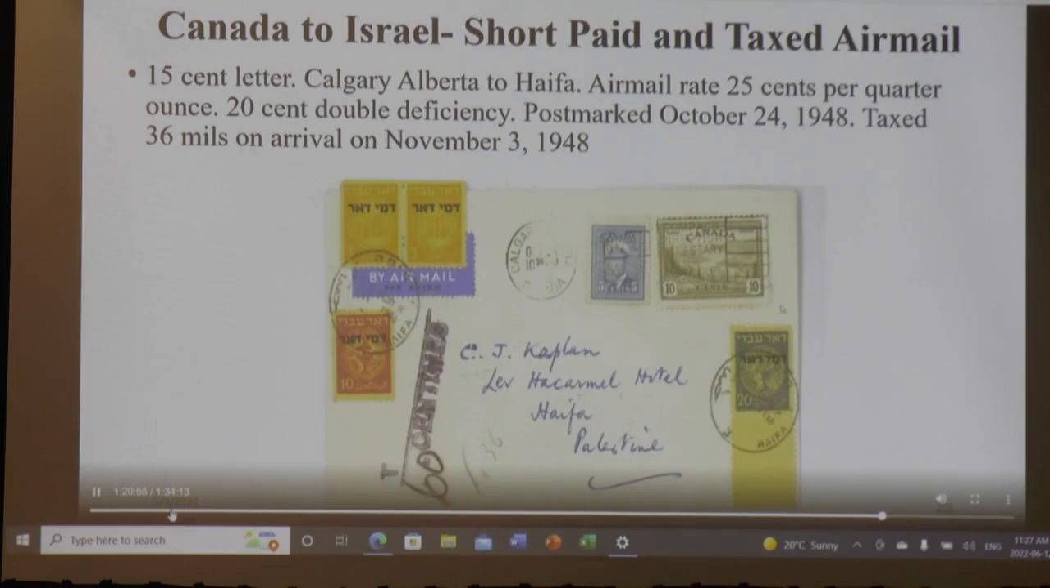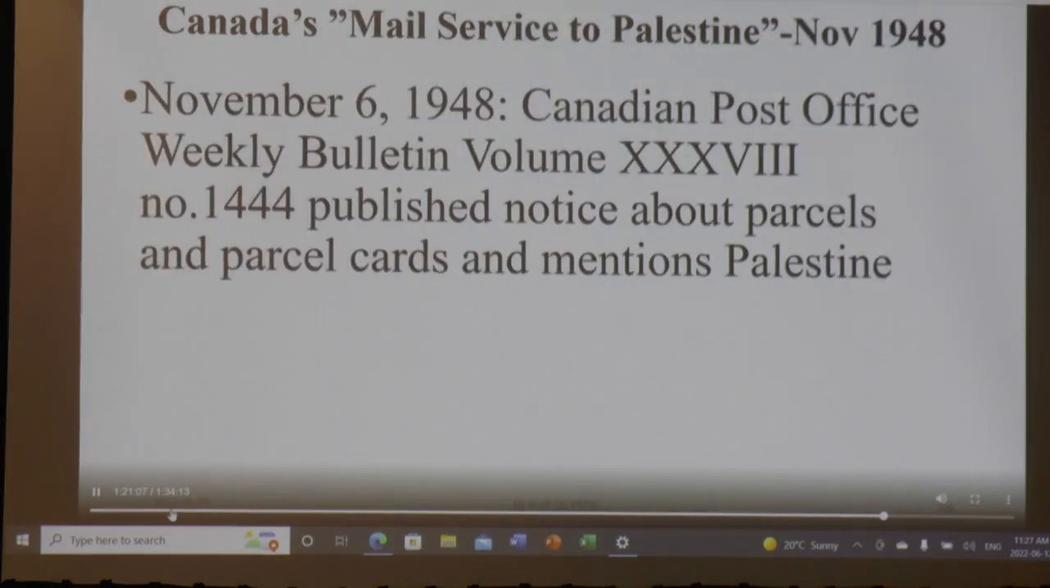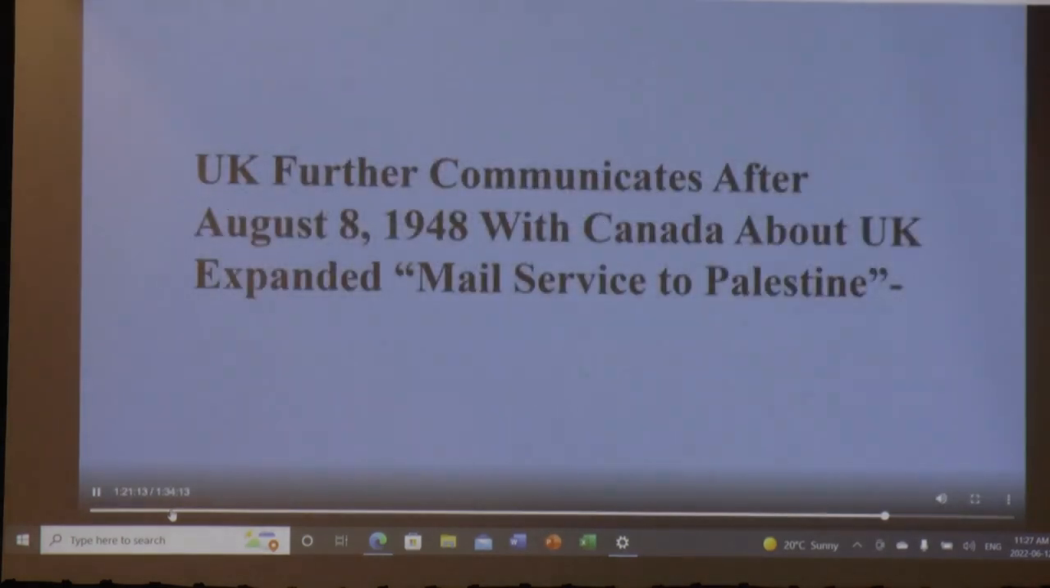Beautiful Israel postage dues being put on. It's very hard to find a postage due, the first postage due with a tab. The tabs of the postage dues didn't have any writing on them. November 6, 1948 occurs. Parcels are now being contemplated by Canada, but still not being sent.